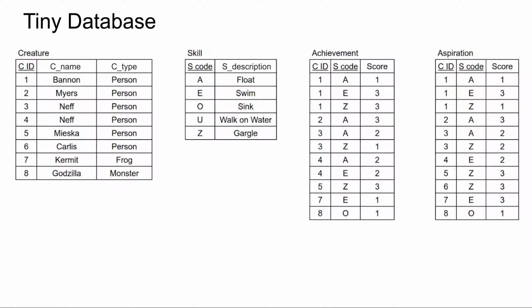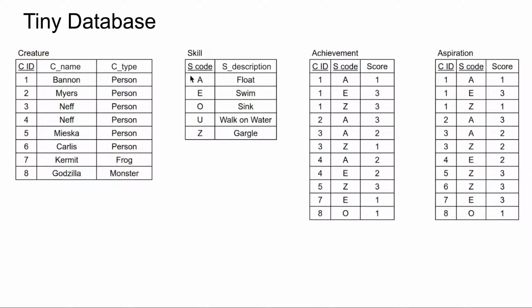We have 4 relations: creature, skill, achievement, and aspiration. As we study this data, you'll see there are many trends with exceptions. It's common to make errors in database querying by only considering the trends and forgetting the exceptions. Creatures are usually people, but not always. Kermit and Godzilla are exceptions. Creatures usually have unique names in the database, but not always. There are 2 people named Neff.